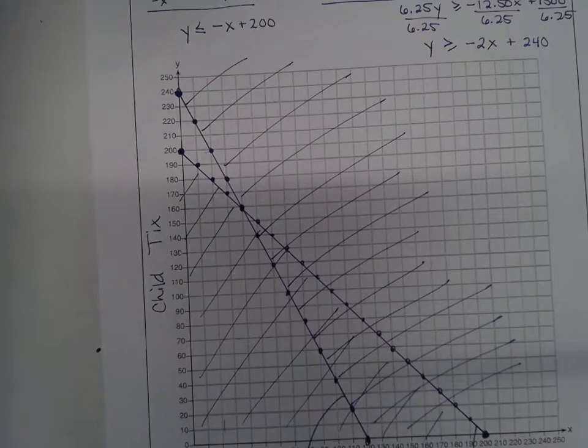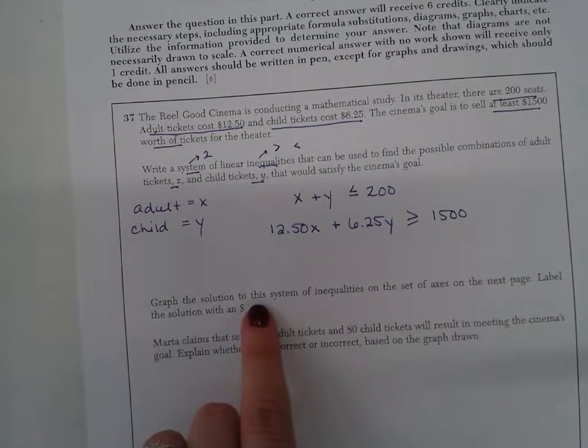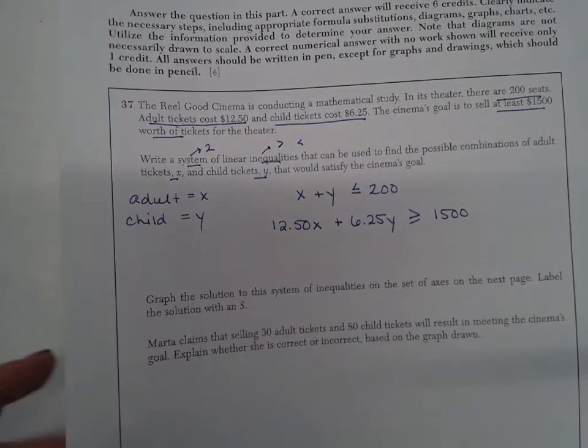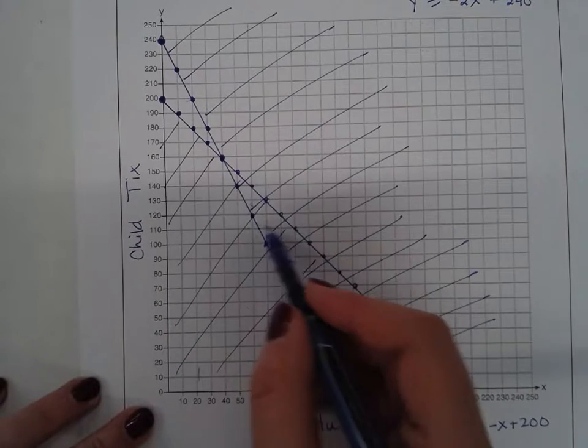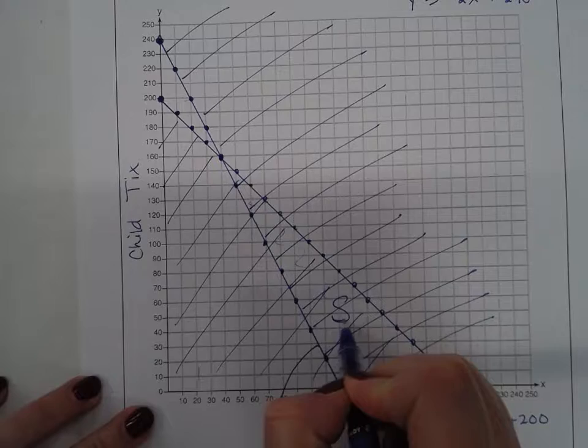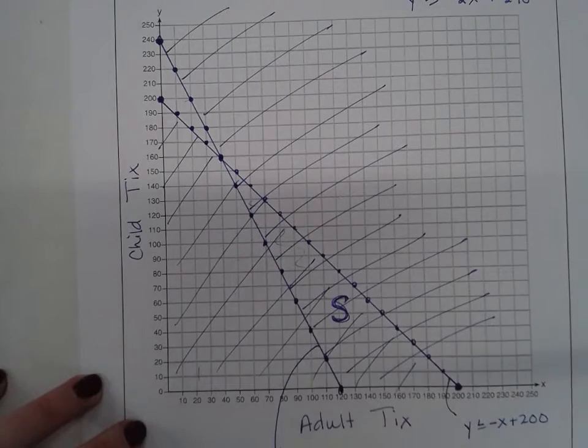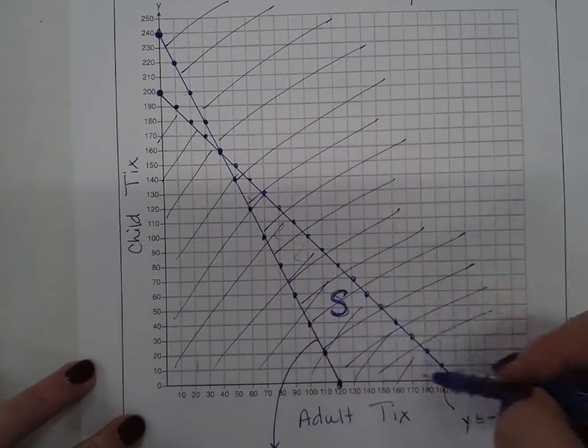I'm going to go back, graph the solution. I did that. Label the solution with an S. Your solution is the area that's shaded by both graphs. So my solution is in there. It's in that little triangular section right there.